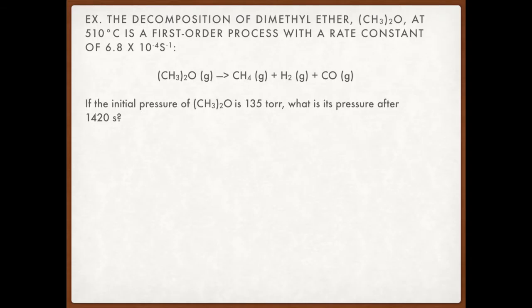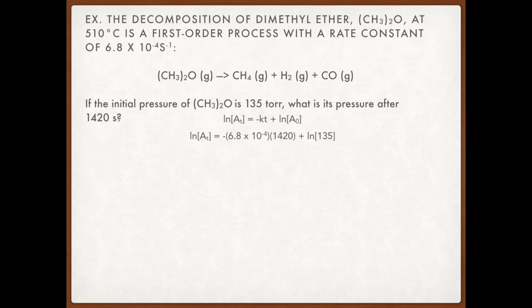So let's actually use this equation to solve a problem. It gives you this reaction right here, tells you it's first order, and then it asks you, if the initial pressure is 135 torr, what is the pressure after 1,420 seconds? Well, I'm going to use this equation right here. I'm solving for A_t. I know what my k is. It's given to me. My rate constant is 6.8 times 10 to the negative fourth. I know my t, it's 1,420 seconds. And then I'm going to add to that the natural log of 135 torr, and there's my value.